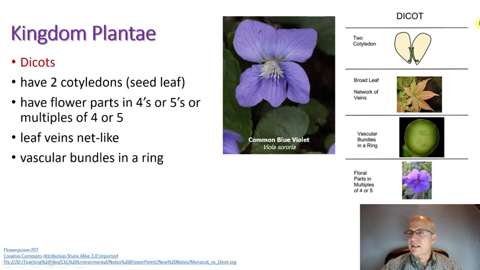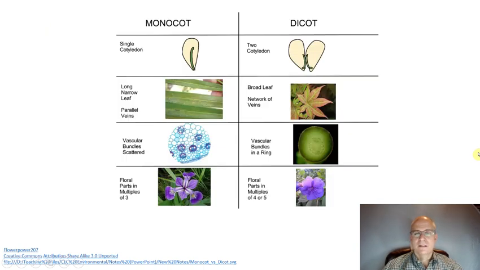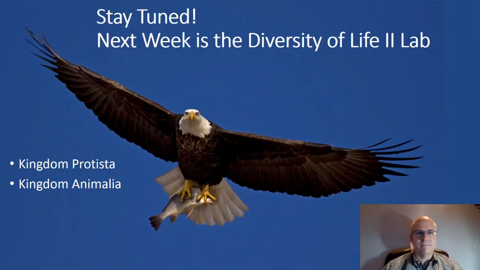So here we can kind of summarize. You're going to have 2 cotyledons. The veins are going to not be parallel. And in this cross-section through a stem, it's not even magnified with a microscope, you can see the vascular bundle is going to be in a ring here. And this is a monocot and dicot next to one another. So that's all I have for this lab today.